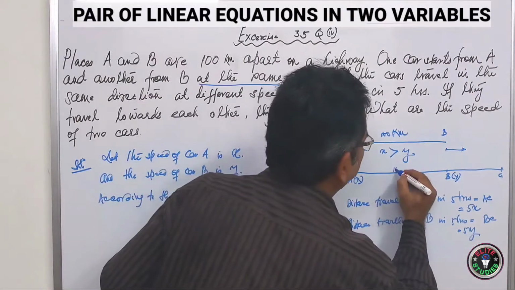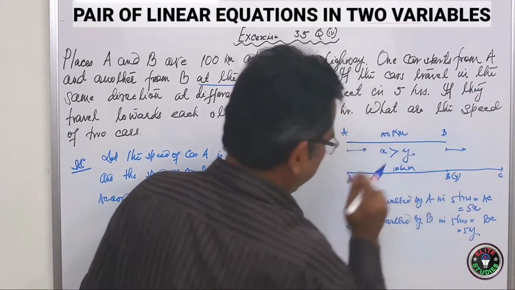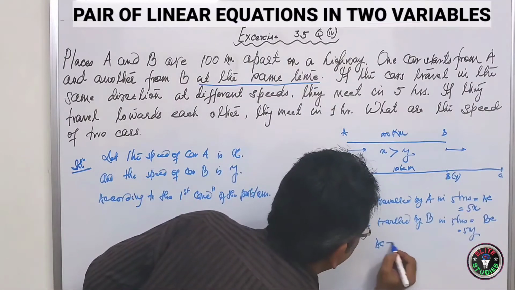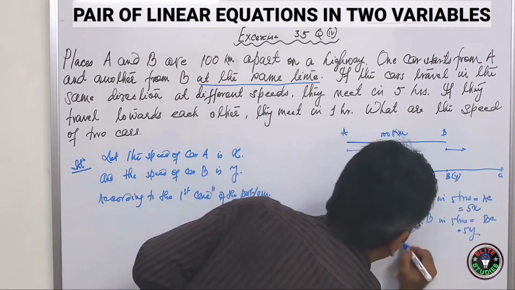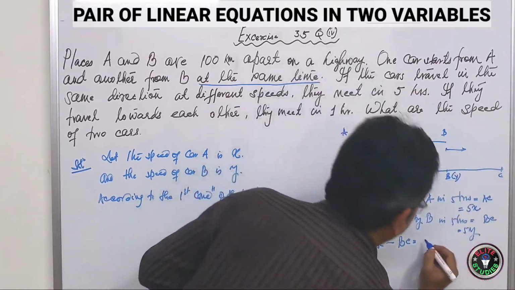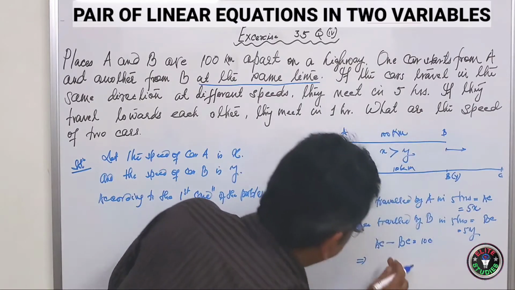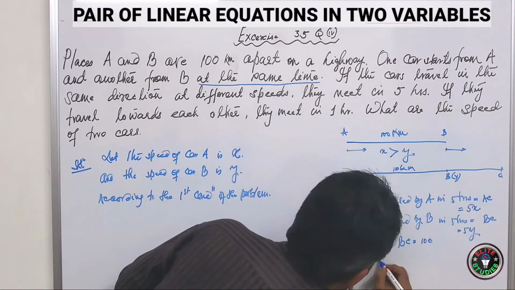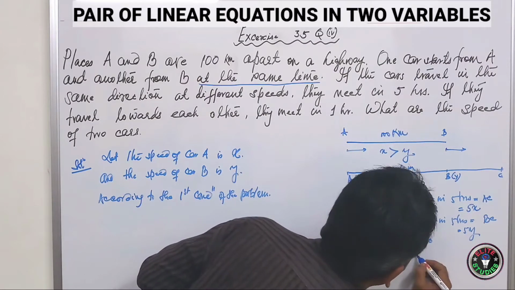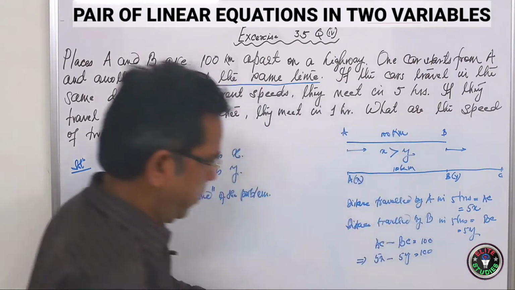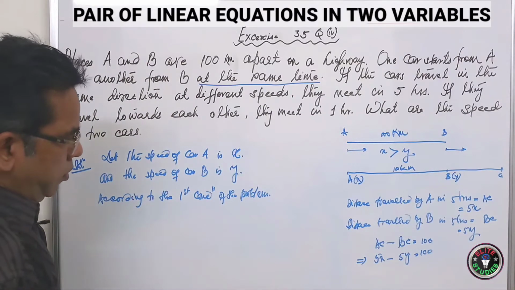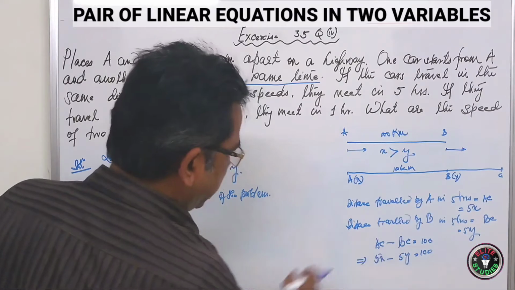And this is 100 kilometers, as already given. So what we see here is AC minus BC is equal to 100. Here AC is 5x, and BC is 5y, so it is equal to 100. So what are we getting? We have got the equation.